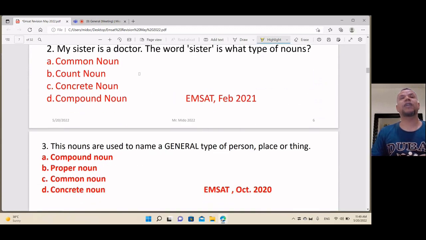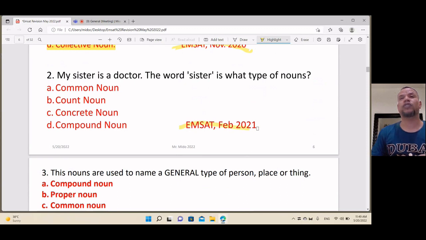Thank you. Second one, in EmSAT February 2021, they asked you, my sister is a doctor. The word sister. Okay, did I mention the name of a sister? Did I describe her skin color, her hair, her dressing, and so on? Nothing. Her age, I didn't mention anything. So this is not specific. This is general information. I said my sister, so it's not a proper noun. I didn't say Sarah. So it's a common noun. Common noun is the correct answer.